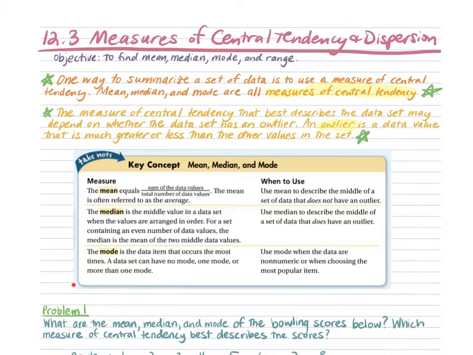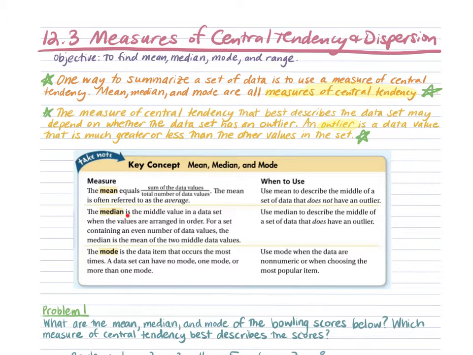So here are the key concepts. A mean is another word for average. You sum up all the data values and then divide by the total number of data values. We use the mean to describe the middle of a set of data that does not have an outlier. If it doesn't have an outlier, the mean is a really good way to summarize a data set.